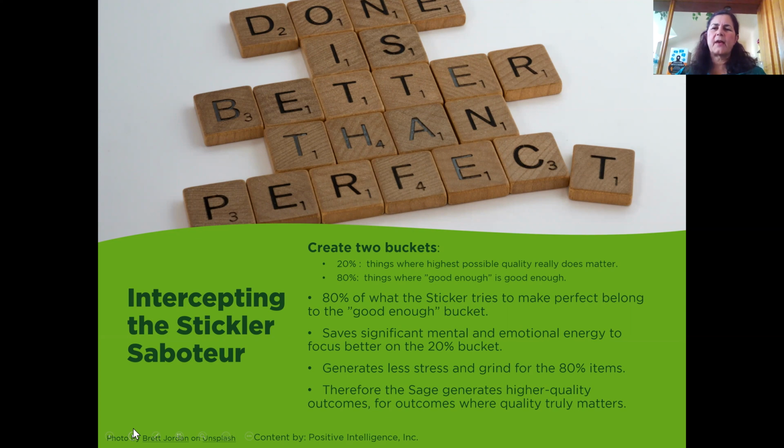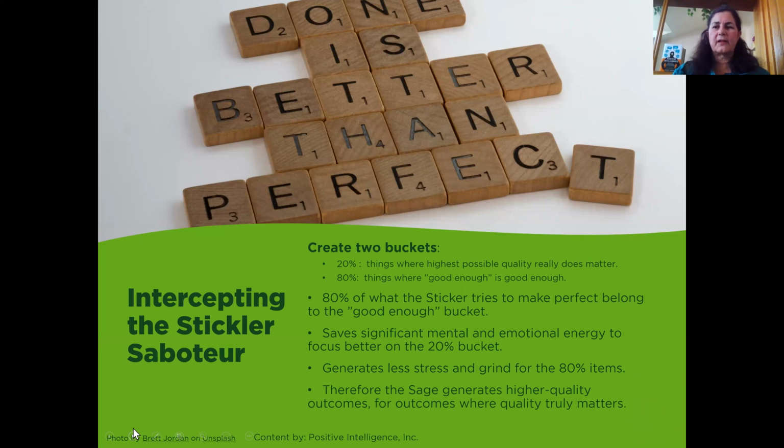impactful exercises that I'm able to use with my stickler clients, and this is one of Shirzad's favorite, is using the 80-20 rule. So he forces people that have a stickler saboteur who are pretty committed to doing everything perfectly, and has you create two buckets: a 20% bucket of things where the highest possible quality really does matter, but then an 80% bucket of things where good enough is good enough. And so the big challenge for the stickler is you want to do 80% of your work.